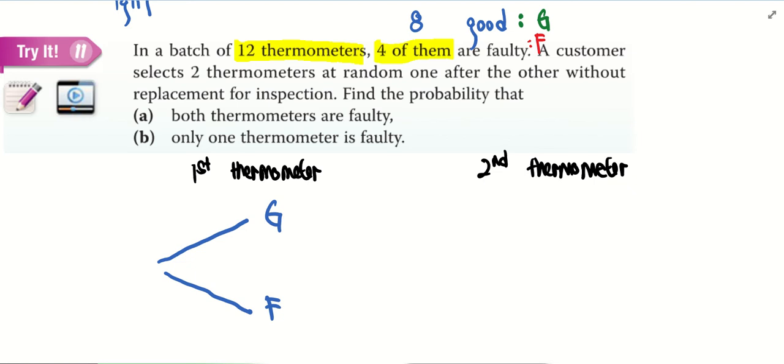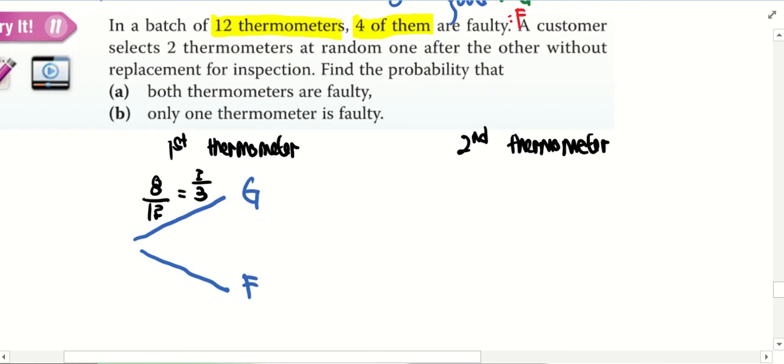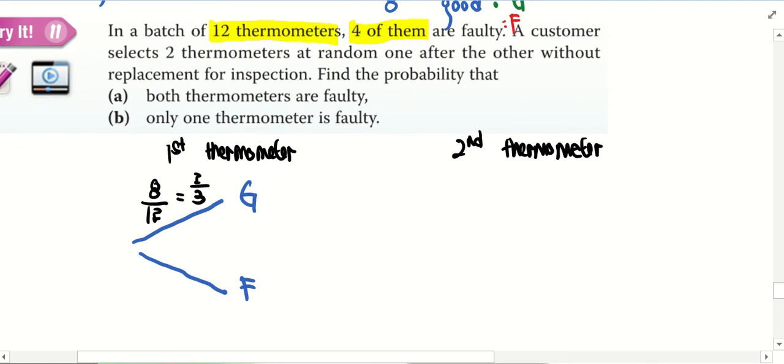Okay. Now it's unlike other questions. Each of the branches I must fill in the probability. What's the probability I'll get a good thermometer? 8 over 12. Let me write down 8 over 12. But please don't just write down 8 over 12. You need to reduce to lowest terms. What is it? 2/3. So what's the probability that the first thermometer will be faulty? What would it be? 1/3. Don't write down 1/3. I'll tell you why later. Please write down 4 over 12 first. And this is equal to 1/3.